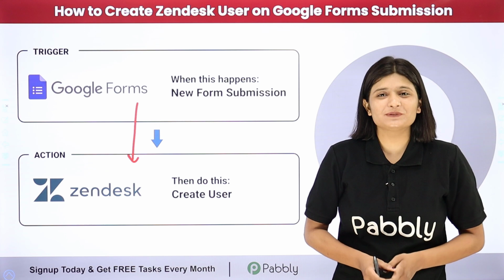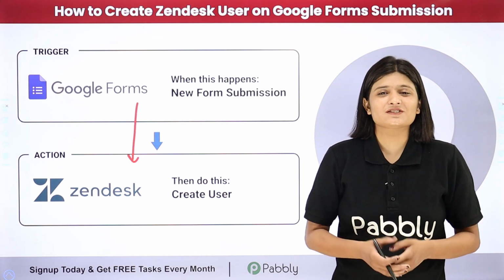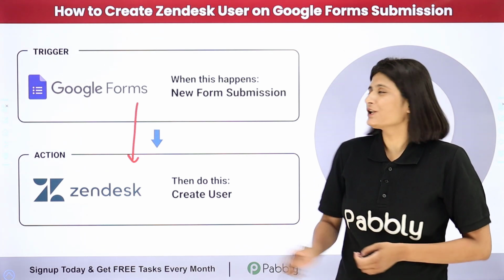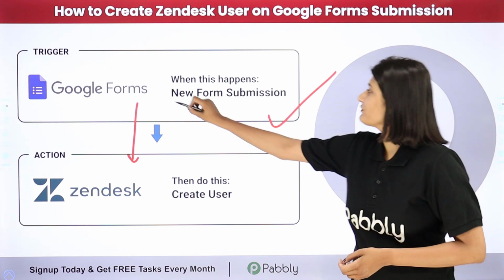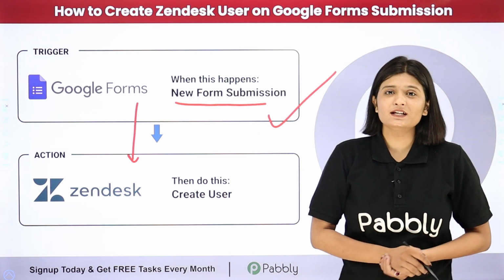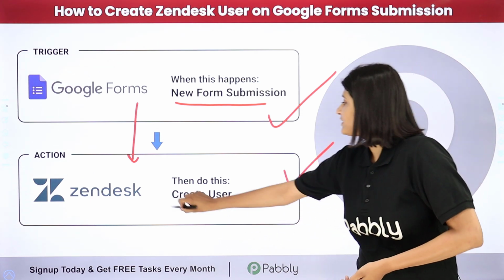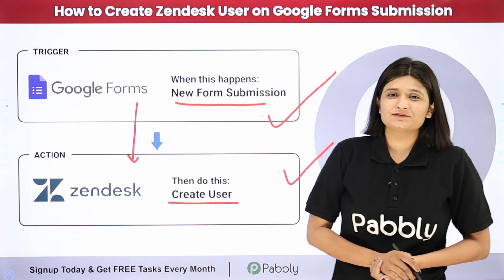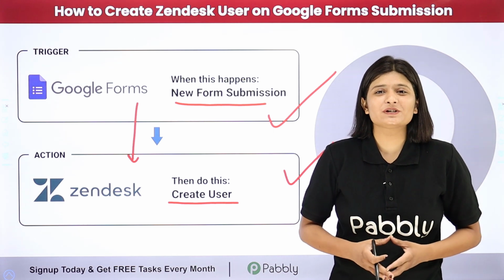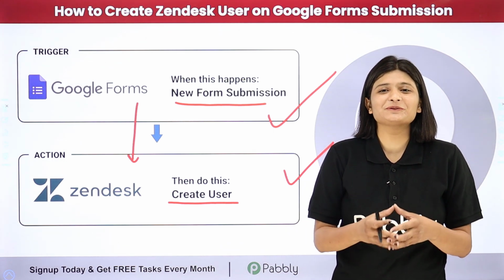Pabbly Connect runs on two principles, which is trigger and action. Here as my trigger application, I am going to take Google Forms from where I will receive new form submission, and then in my action application, I am going to take Zendesk where the user will be created automatically. If you want to learn this amazing automation step by step, then let me take you all to my screen.